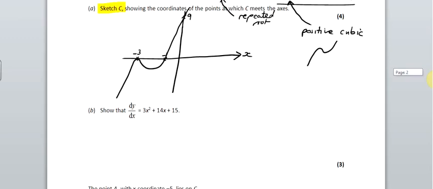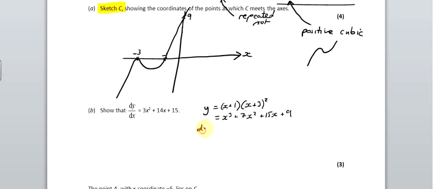Now, show that dy by dx is equal to 3x squared plus 14x plus 15. Well, we know that y equals (x plus 1) brackets (x plus 3) squared, and we multiplied this out earlier to get x cubed plus 7x squared plus 15x plus 9, and that's the form you need it in if you're going to differentiate.